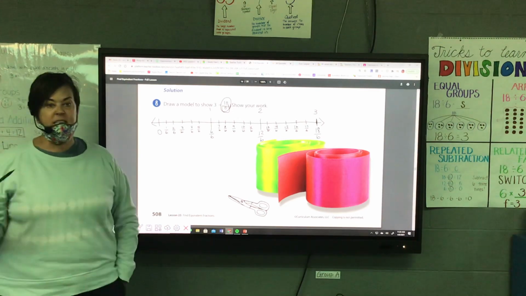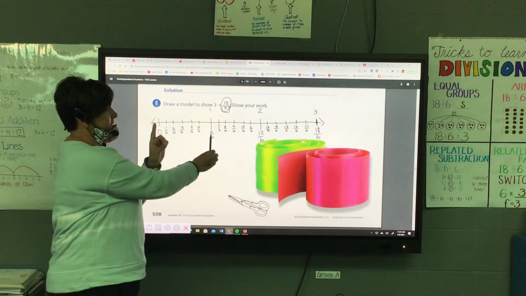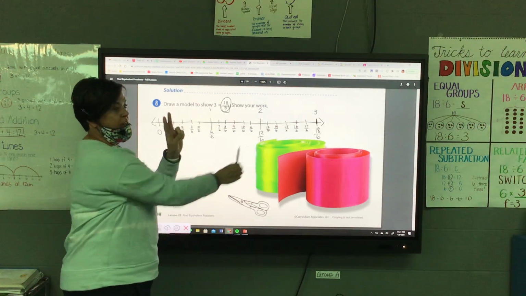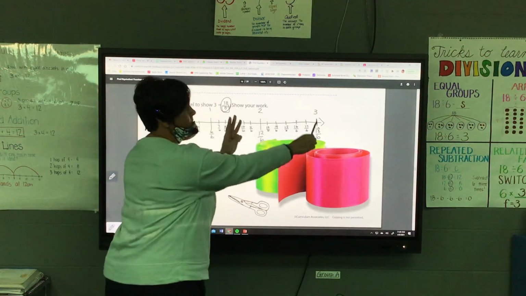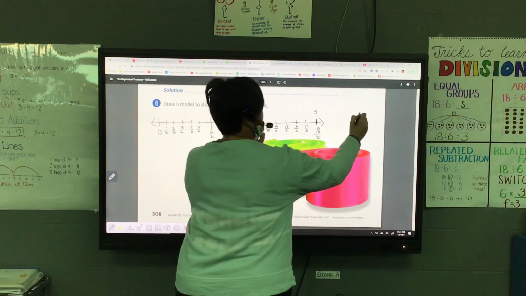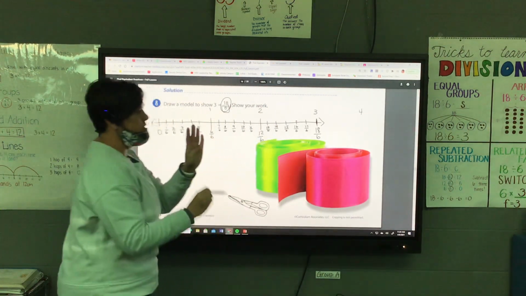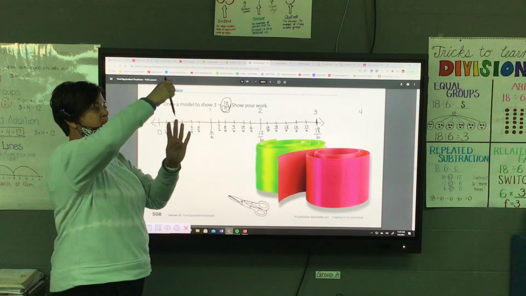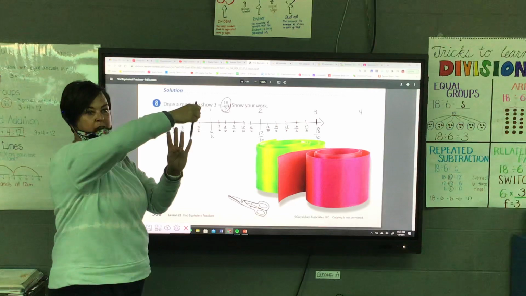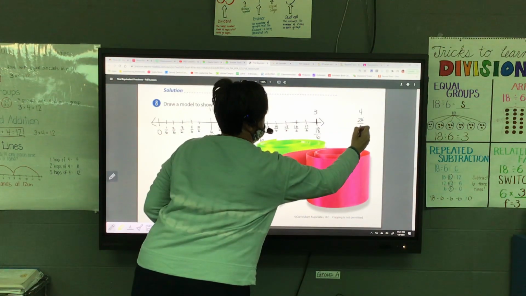Skip counting by 6s. If we skip count by 6 one time, we have 6. If we skip count 2 times, we have 12. If we skip count by 6 3 times, we have 18. What if I said, what would the fraction be for 4 wholes? So 6, 12, 18. What would the next one be, everybody? 24 sixths.